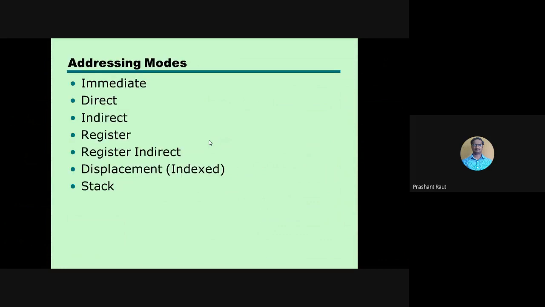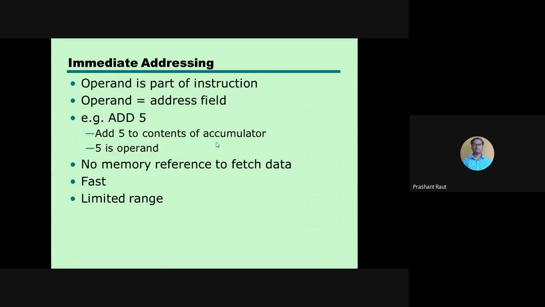There are different addressing modes ranging from immediate, direct, indirect, register, register indirect, displacement, and stack. From their names themselves, you will get to know what these addressing modes are. First, immediate means you get the operand immediately inside the instruction itself. So you don't need to go anywhere else. Whatever operand you are using is available in the instruction itself. The operand is a part of the instruction; the operand is equal to the address field.